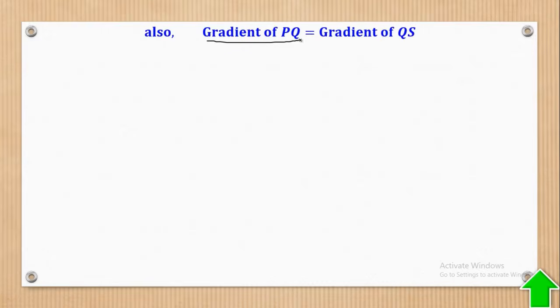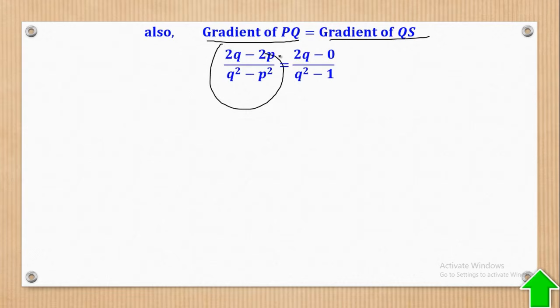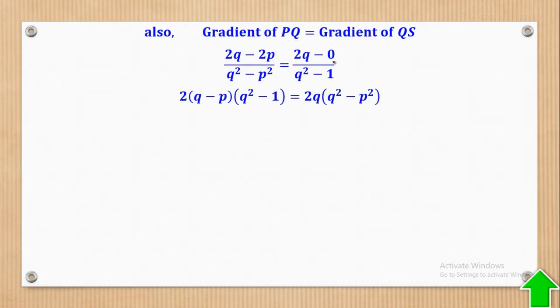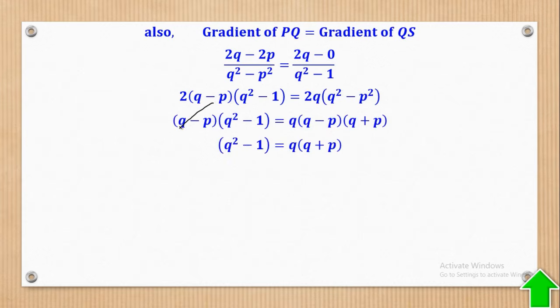Also, gradient of PQ is equal to gradient of QS, because all those 3 points are on a straight line. So gradient of PQ is this, gradient of QS is that. So cross multiply still. Then from here I realize that this is difference of 2 squares, that's why I put this. Then from there I realize that this and this can cancel, that's why I remain with this. Then open brackets, and then you'll come up with this. pq is equal to -1.